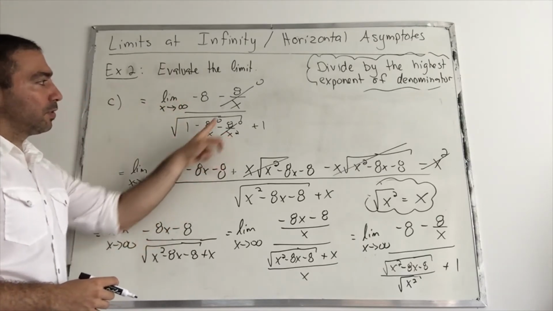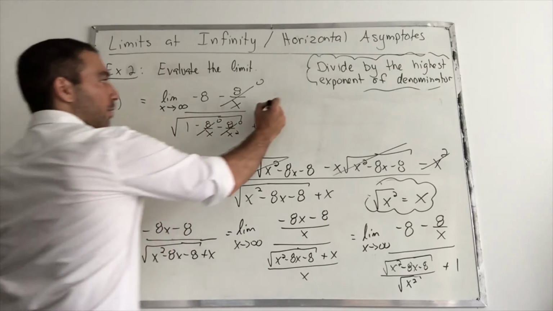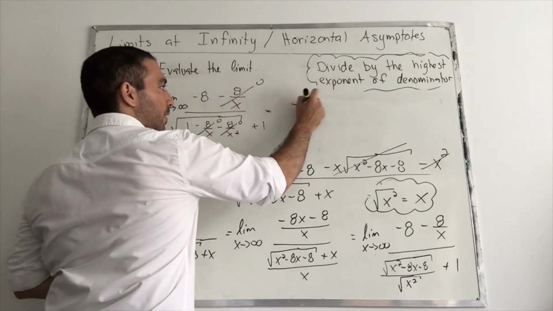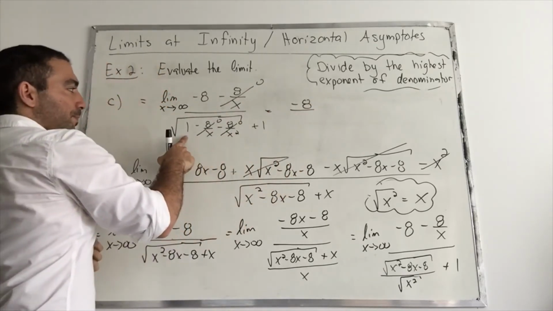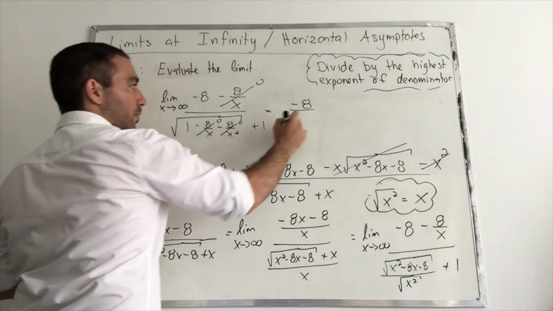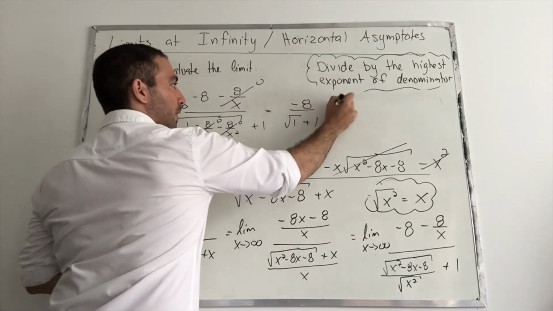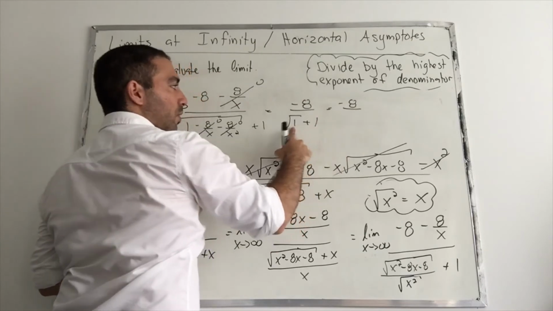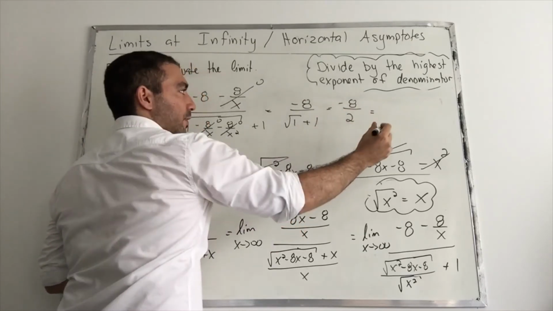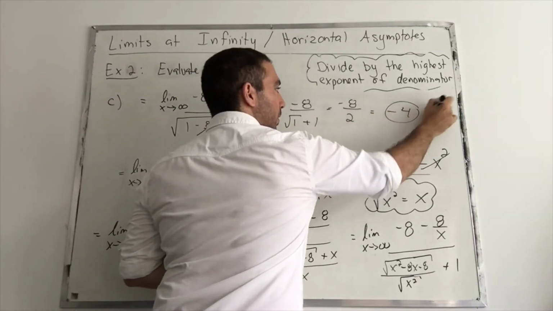Okay. So these guys go to 0. So what we're left with is on the numerator, negative 8. On the denominator, we have 1 inside the square root, so square root of 1 plus 1. This is negative 8 over square root of 1 is 1, 1 plus 1 is 2, giving us a final answer of negative 4. And that's our answer.